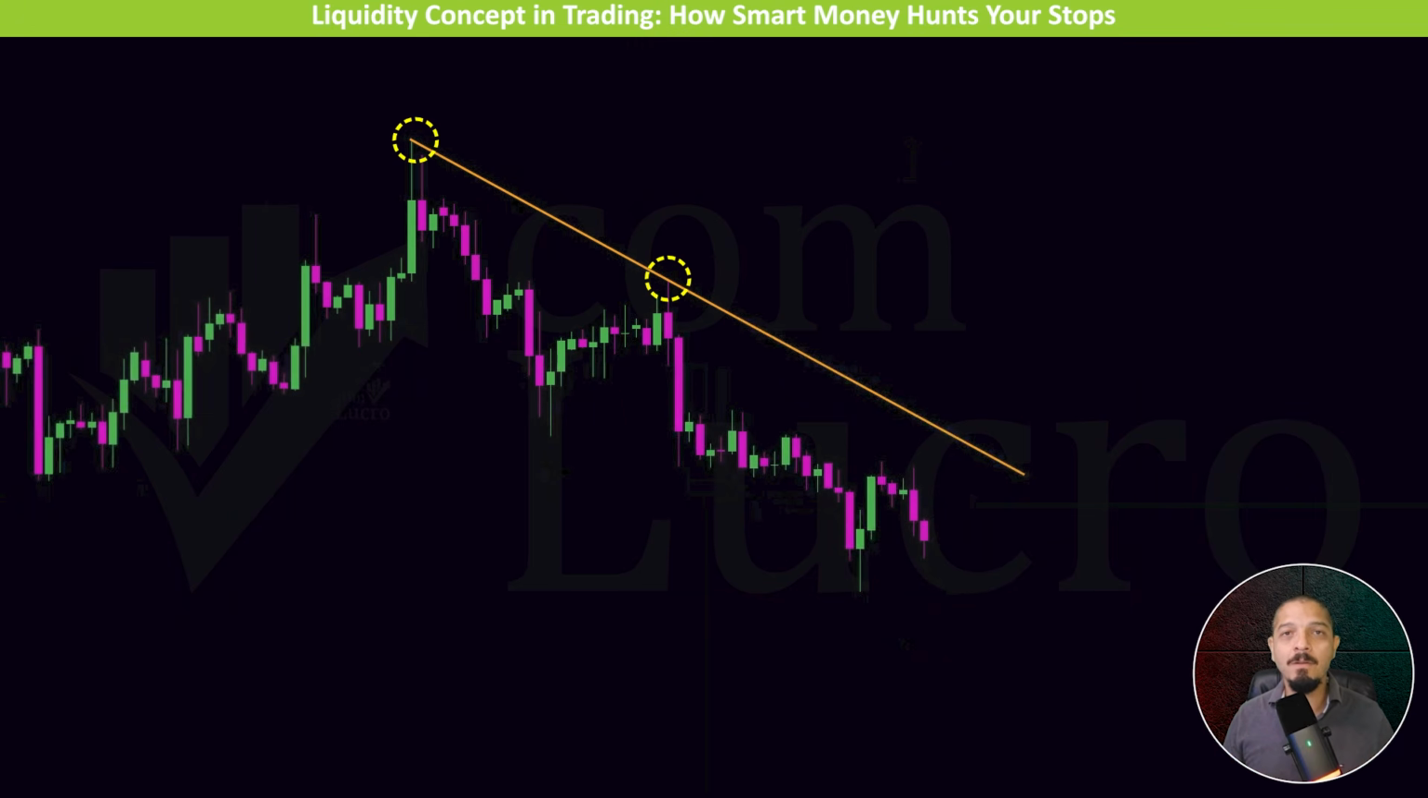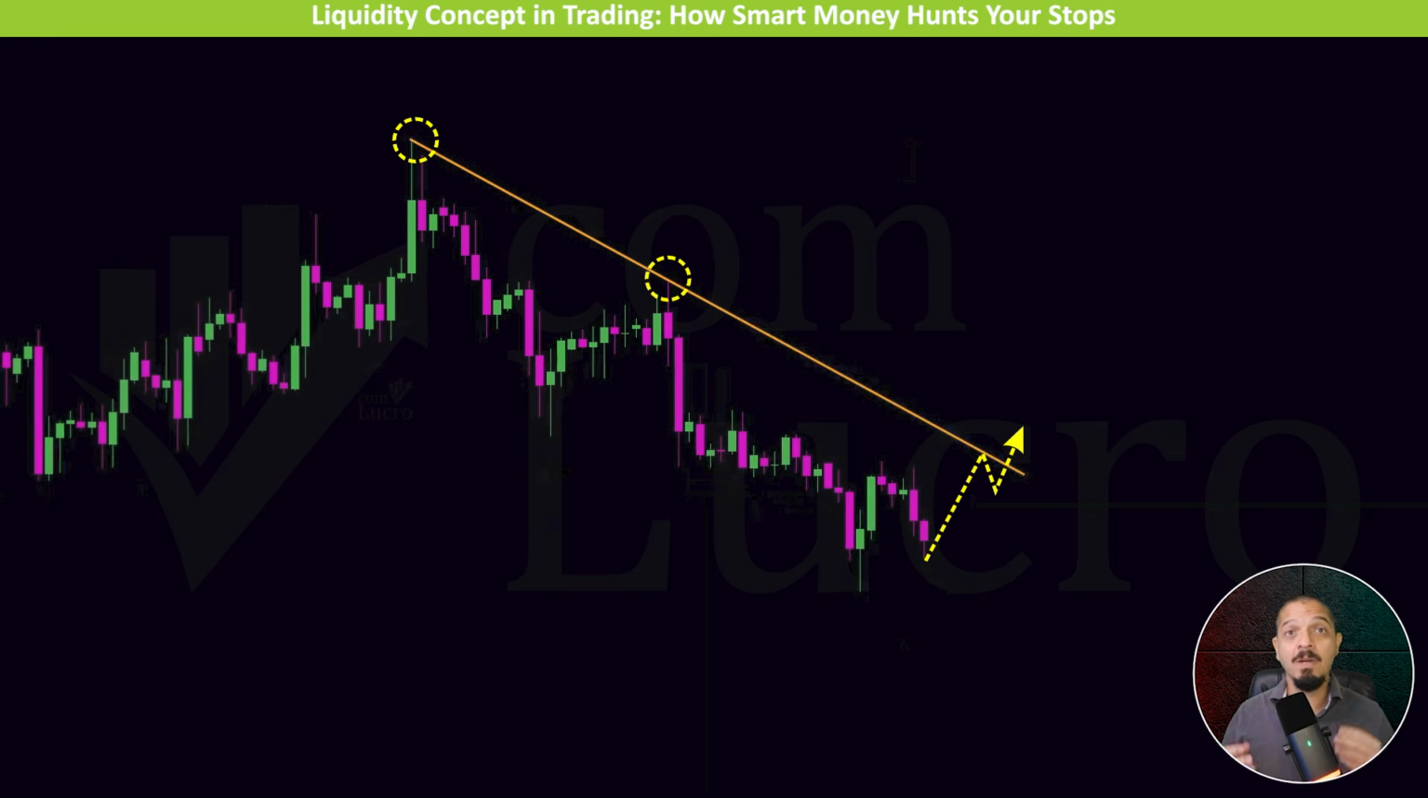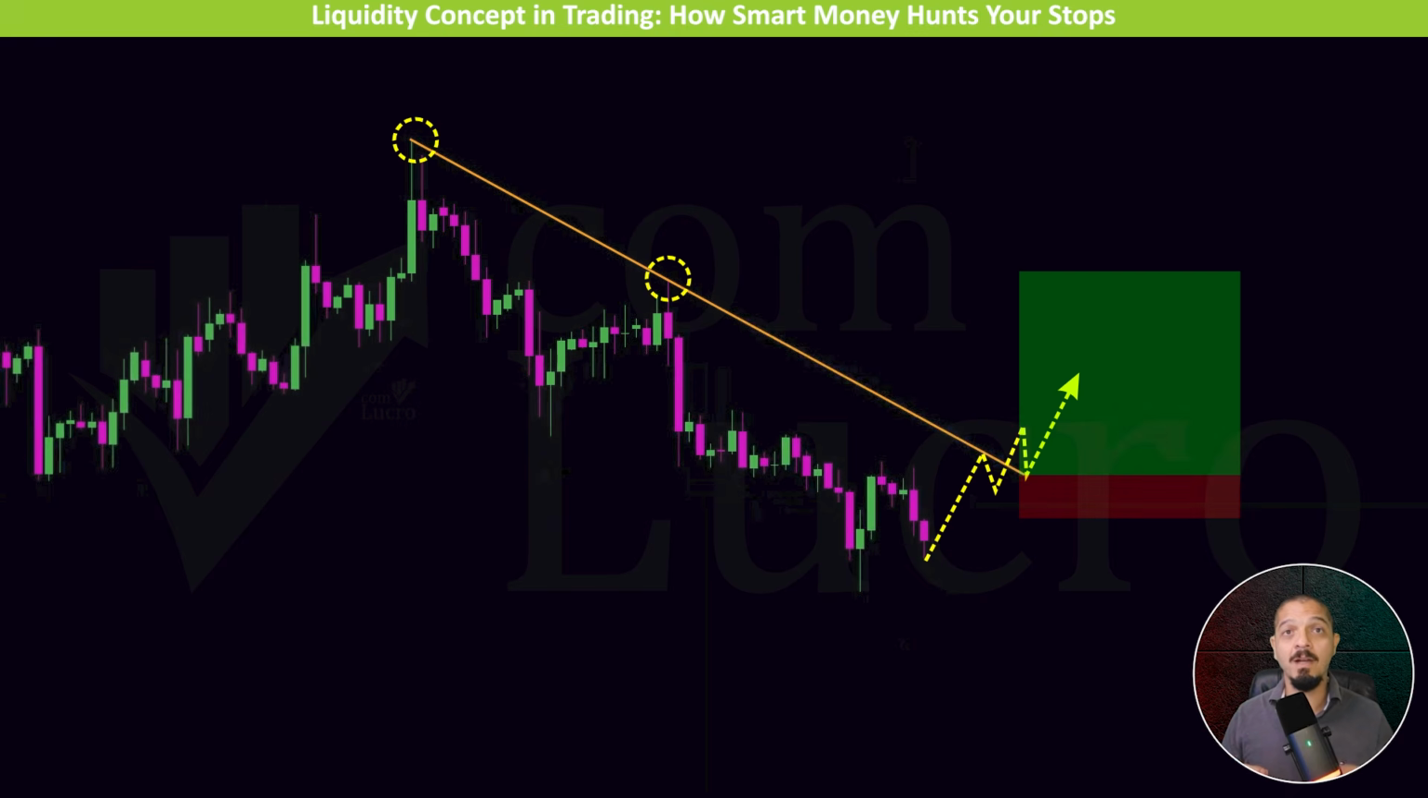In this example, we have the British pound against the US dollar. Many traders would connect these two highs and draw a trend line. Their common idea is simple. When price pulls back and touches the trend line, they plan to enter a sell. Others take the opposite approach. They wait for price to break the trend line and then look to buy on the pullback.